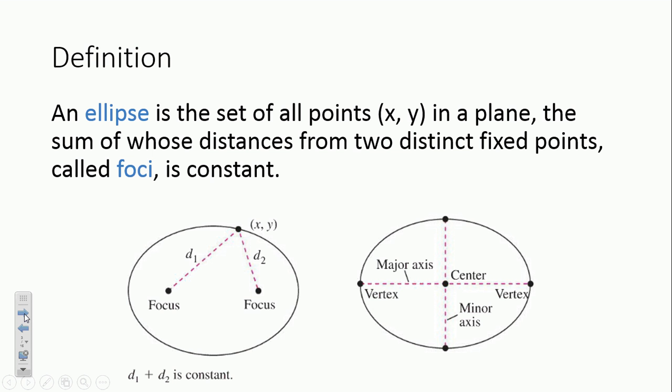The definition of an ellipse is the set of the points x and y in a plane whose sum of the distances from 2 distinct fixed points called foci is constant. 1 focus, 2 foci. An ellipse is the set of all points x, y in a plane, the sum of whose distances from 2 distinct focal points called foci or fixed points is constant.